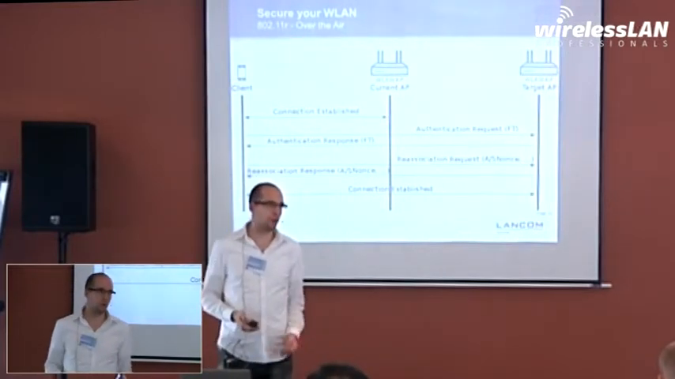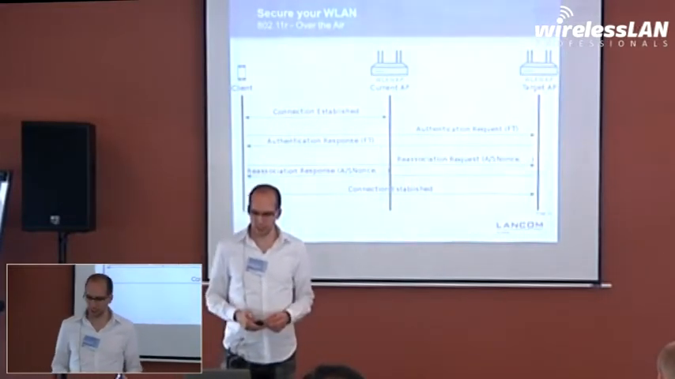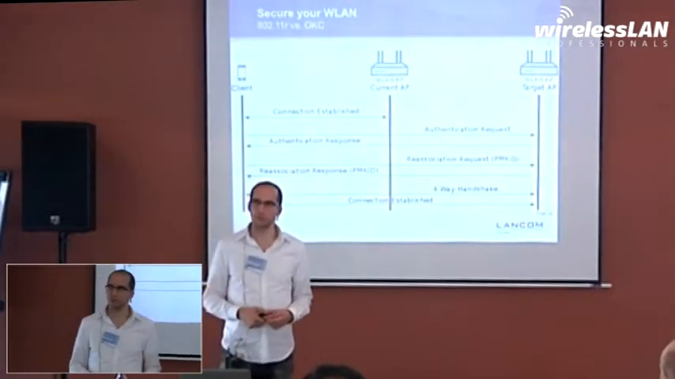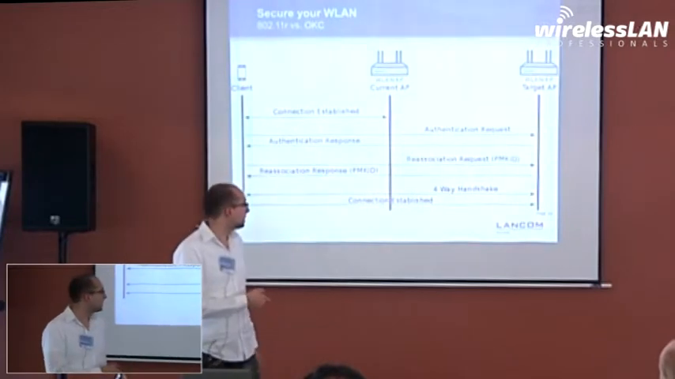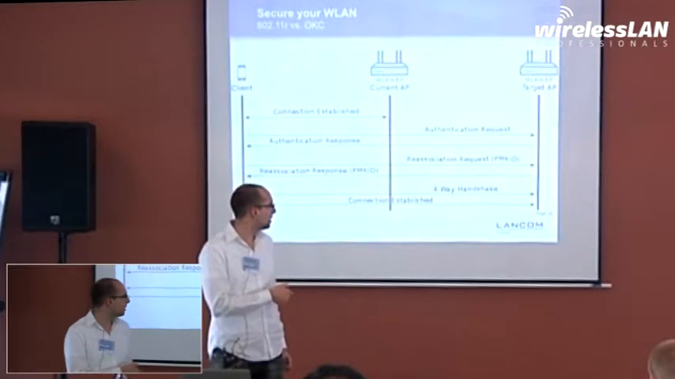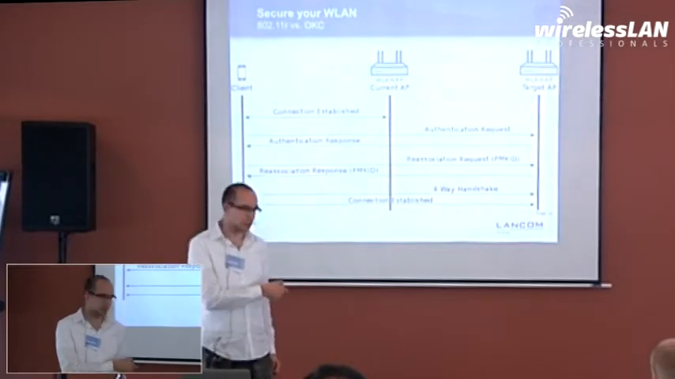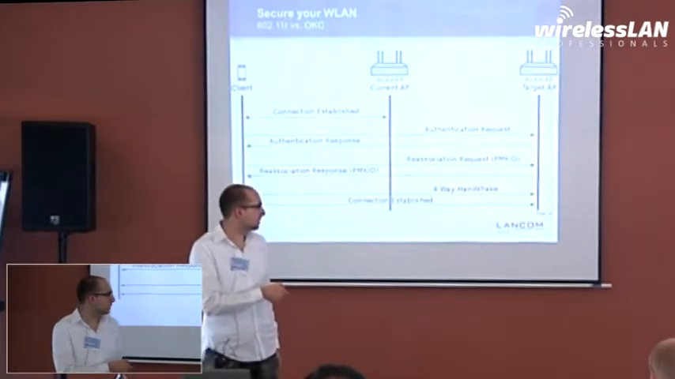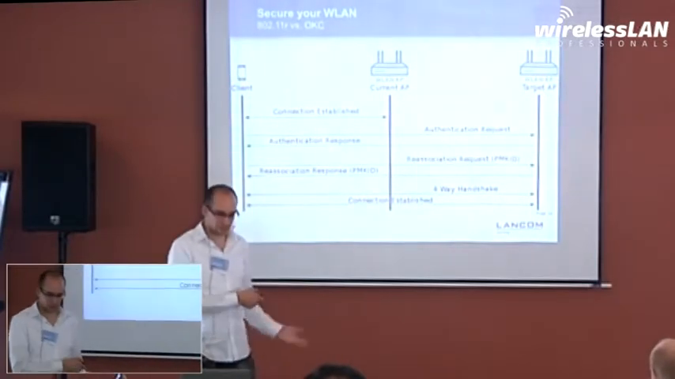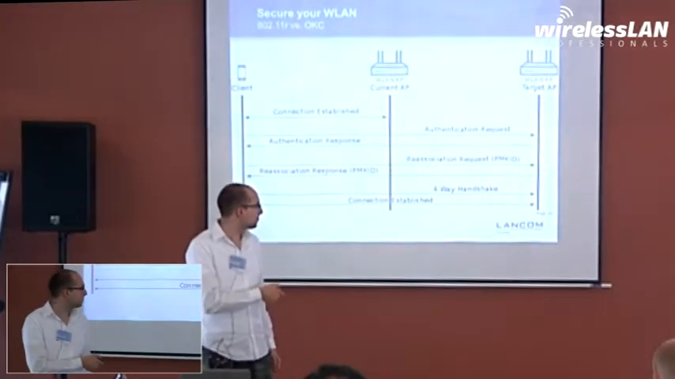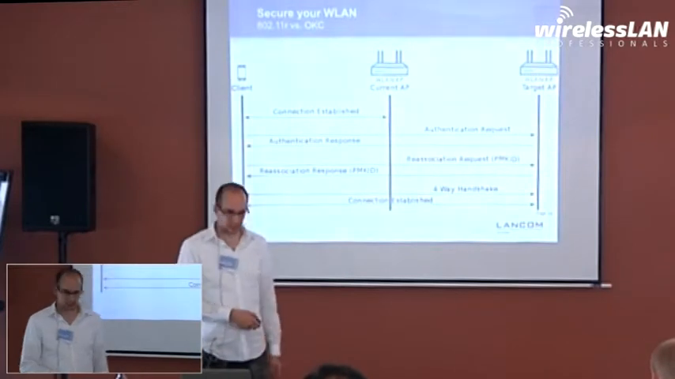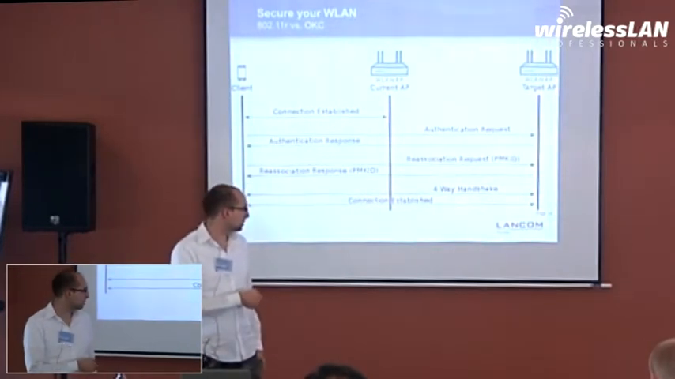Some of you might know OKC, opportunistic key caching. We can take a look at the flow that's different to the fast transition, where we see there's an authentication request and response without any special element. And now not the nonces are transmitted within the reassociation request, but the so-called PMK ID, which is the ID of the master key. So we still need to generate the nonces, and so we have to do the 4-way handshake before the connection is established.